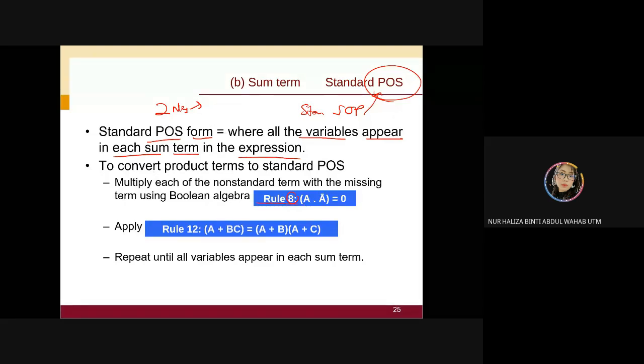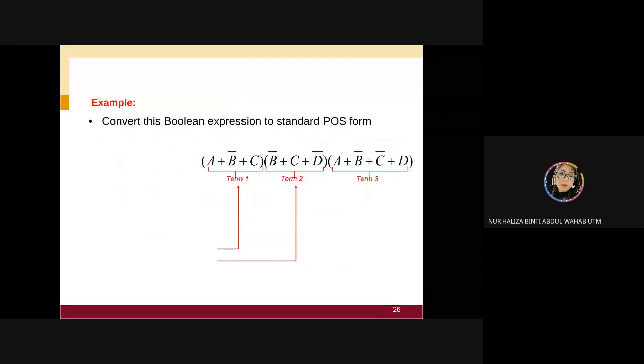After you apply your rules number 8, you're going to apply rules number 12, which is A plus BC equal to A plus B factorized with A plus C. You need to repeat until all the variables appear in each of your sum terms. Let's check the example given. So there are 3 terms here. Term 1, term 2, and then term 3.